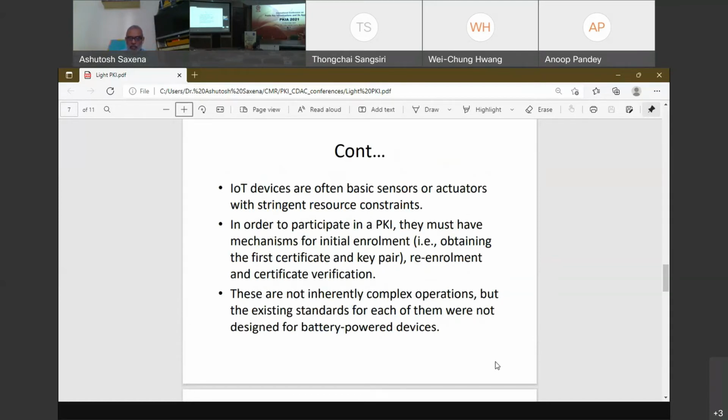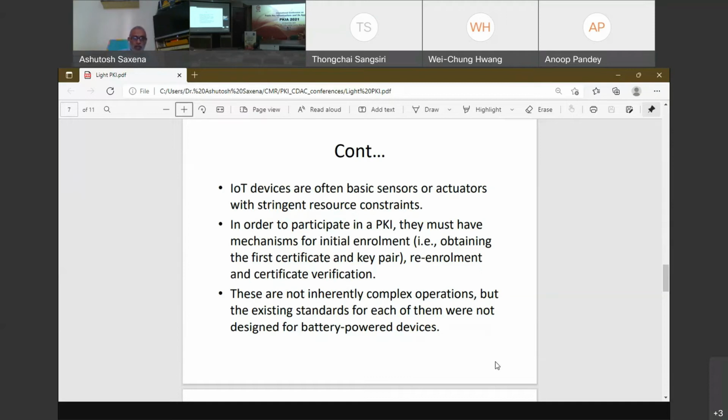And there are a few more things I want to convey here. IoT devices are typically sensors, actually regulators, with stringent resource constraints. In order to participate in the PKI, there must be mechanisms available where the initial enrollment, that is the personalization with respect to the application and the domain, is done automatically, because the deployment of IoT is in masses. So if there is any delay, it becomes difficult for them.